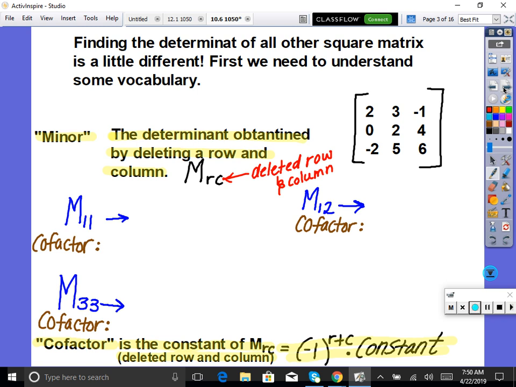Now here's the thing. If it's not a 2 by 2 matrix, it does still have to be square. We're only going to learn how to find the determinants of square matrices.